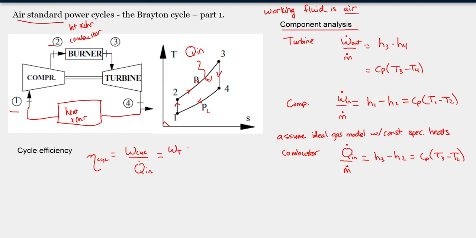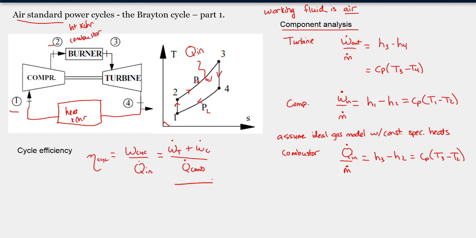So that's going to be the turbine work plus the compressor work divided by the combustor heat transfer. And you could go ahead and substitute in the enthalpies and substitute in the temperatures. And you'll see if you go and check any sort of thermodynamics text that we can simplify this expression to ultimately be only a function of the temperatures in the system. And then we could go through exercises on how to improve the cycle efficiency of the air standard Brayton cycle.